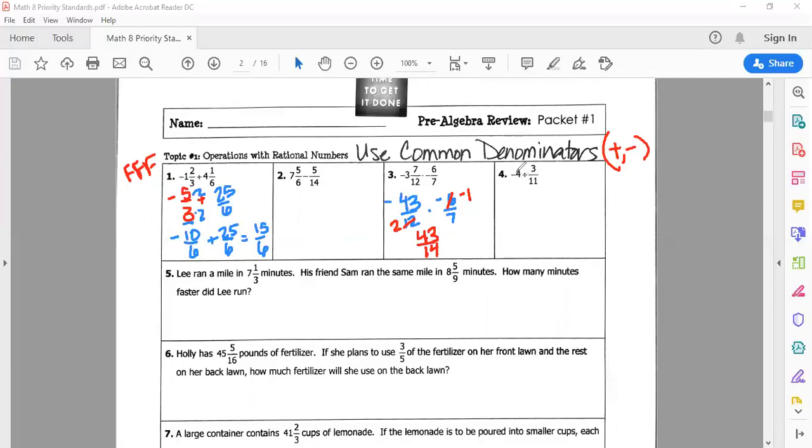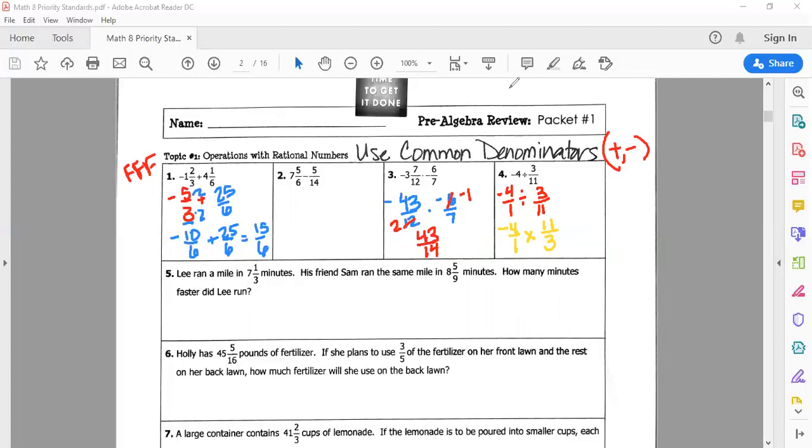Okay, but this one, this is not a fraction, so we're going to put it in fraction form. Negative 4 over 1 divided by 3/11. Now, if you remember from the lower grades, you don't actually do this division problem. Remember, you multiply by the inverse. So we're going to have negative 4 over 1 times, see, that's multiplying, and the inverse is the reciprocal, 11 over 3. And then you would solve that.